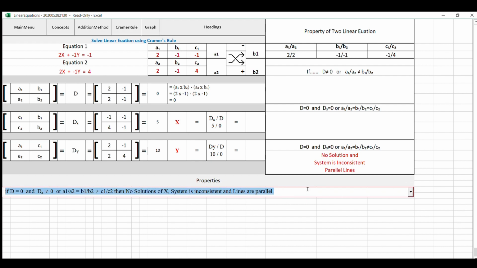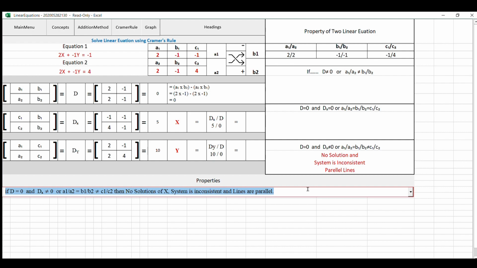So now what does that rule say? If D is equal to 0 and Dx is not equal to 0, or a1 upon a2 is equal to b1 upon b2 not equal to c1 upon c2, then there are no solutions for x. The system is inconsistent and the lines are parallel.